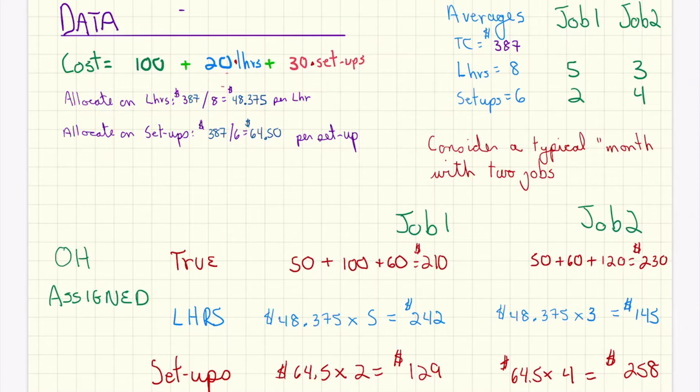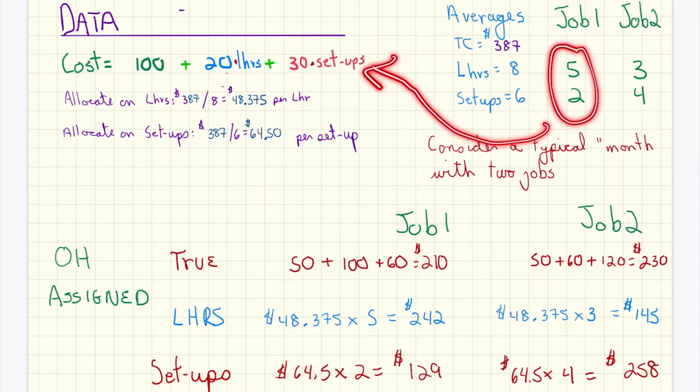So the first case, I'm going to use the true model, but of course we don't really know this, but it provides us with a nice comparator. The true model has $100 in fixed costs, so I'm going to split those up between the 2 jobs 50-50, just because I know no better way of doing it. And then for job 1, we're going to figure out what the costs would be if we had 5 labor hours and 2 setups. I'm taking this data and applying it into that equation.